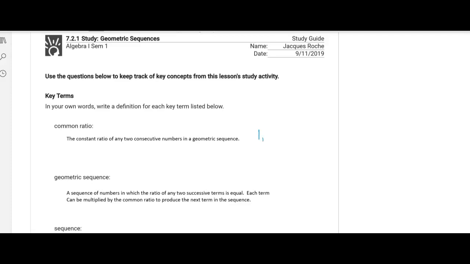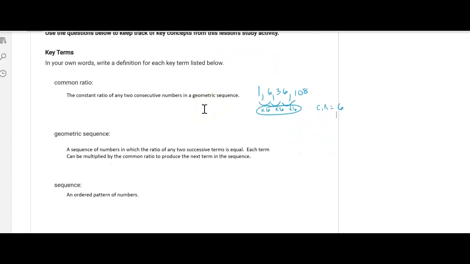Meaning, if I give you the sequence 1, 6, 36, 108, what do we see happening here? We're multiplying by 6 to get the next term. This multiplication by 6 is our common ratio. So our common ratio here would be 6. It's a number you're multiplying by over and over in the pattern.